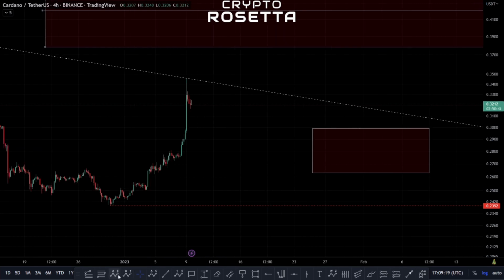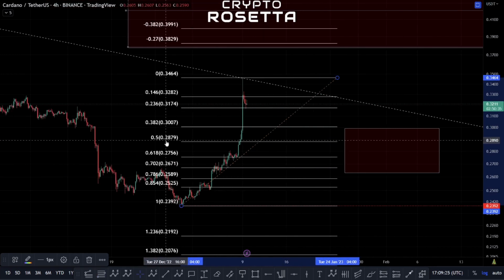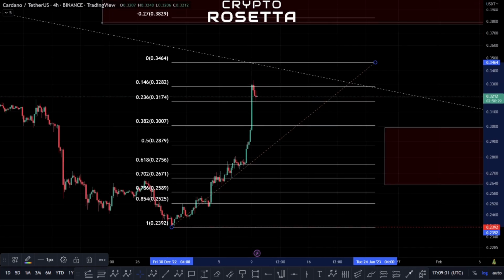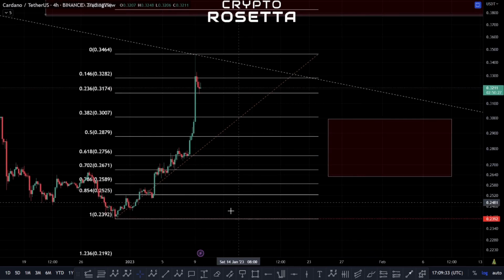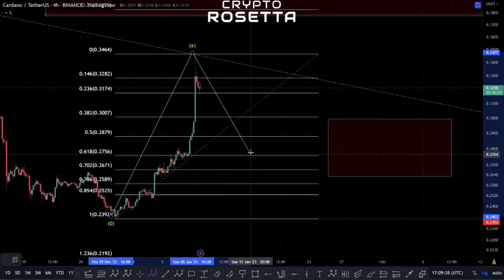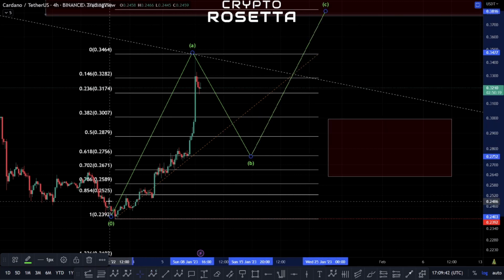So the area that I'd be looking for support if we do actually just start to break down from this point, we could potentially find support anywhere between this 50% zone to the 786 at a maximum area if we were looking for further progression. And then that would be looking for the potential of having this as an A, potentially come down, retest these zones, and then look for that as a C wave to the upside.